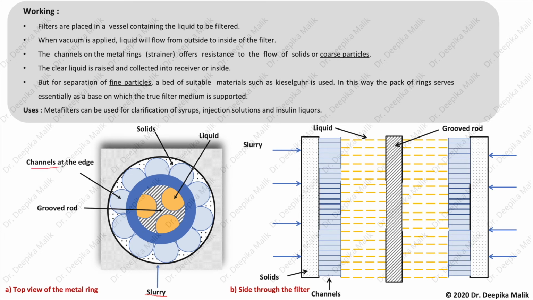The channels on the metal ring, which are acting as strainers, offer resistance to the flow of solids or coarse particles. The clear liquid is raised and collected into the receiver inside. The first diagram shows the top view of the filter and the second diagram shows the side view of the same filter. This type of setup is enough for the separation of solids or coarse particles.